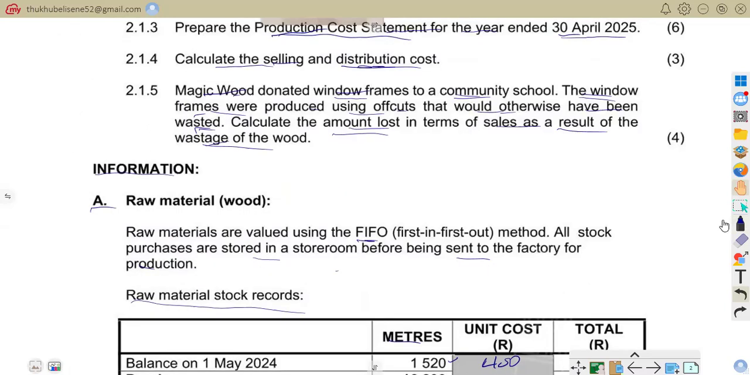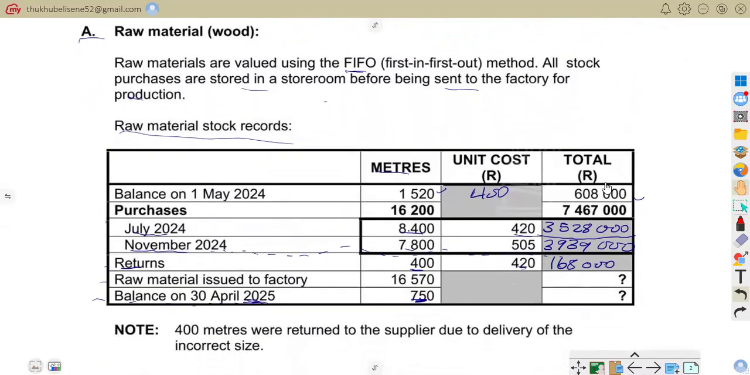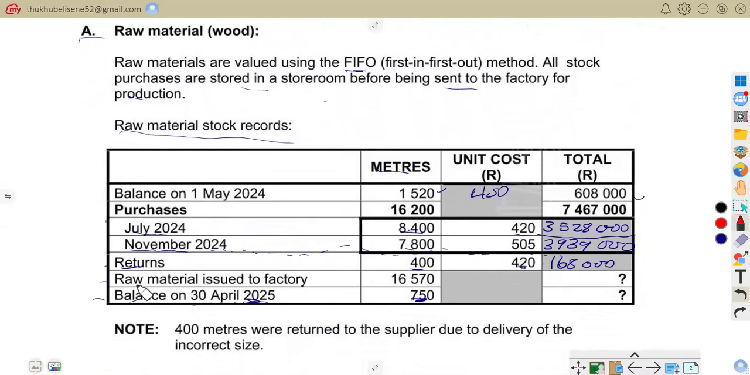So now coming back to 2.15, we were told that Meiji Goods donated window frames to a community school, and the window frames were produced using offcuts that would otherwise have been wasted. The question is to calculate the amount lost in terms of sales as a result of wastage of the wood. So first we have to know the materials that were issued. Raw materials issued to factory is 16,570.